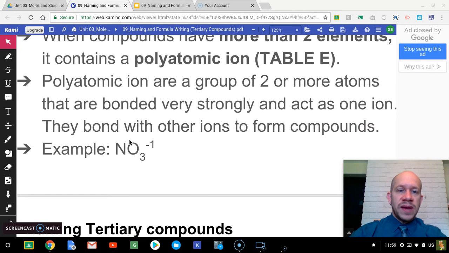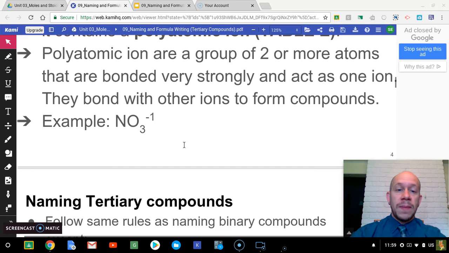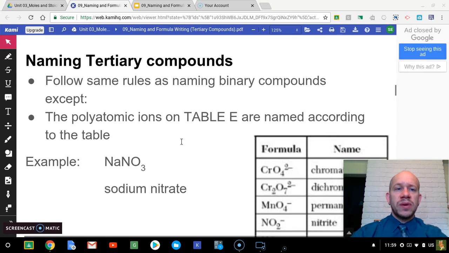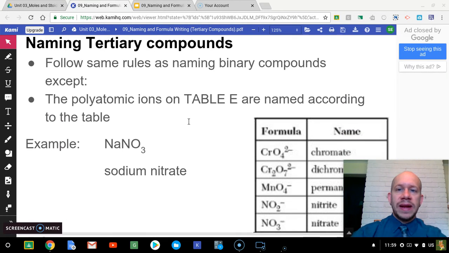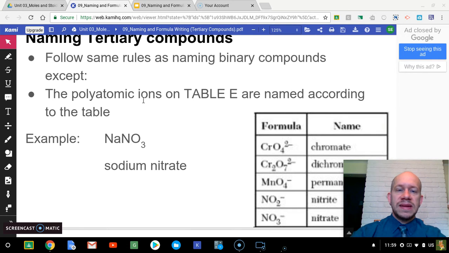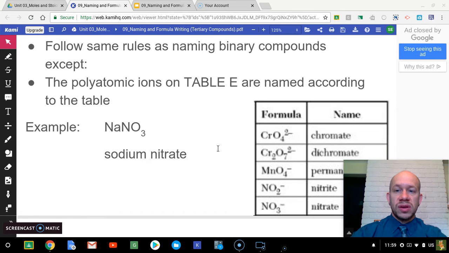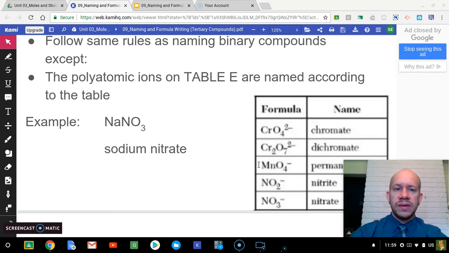So for example, NO3: this nitrogen and oxygen combine very strongly in this ratio, and as a result, they have a -1 charge. This whole group can then bind with a metal to form another compound. To name them, we're going to follow the same rules as naming binary compounds, except the polyatomic ions on Table E are named according to the table. So really, you're just going to have to look on Table E and find the correct name.